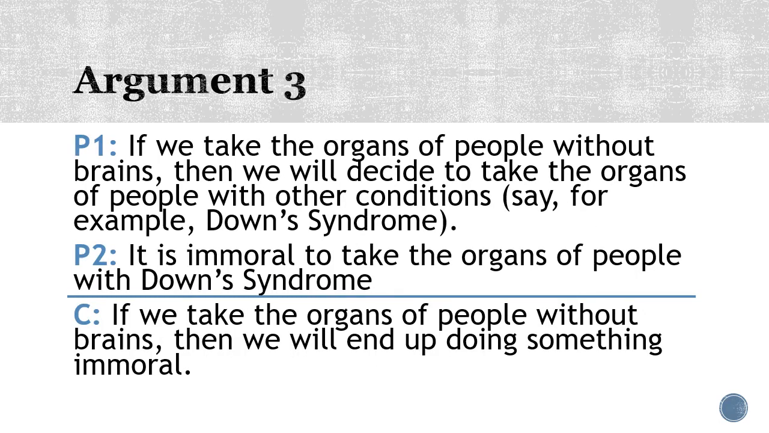Let's take a look at a third argument here, though. Premise one says, if we take the organs of people without brains, then we will decide to take the organs of people with other conditions, say, for example, Down syndrome. Premise two says that it is immoral to take the organs of people with Down syndrome. And so the conclusion is that if we take the organs of people without brains, then we will end up doing something immoral. Now, this is a very common kind of argument, but it's got a very particular kind of problem.